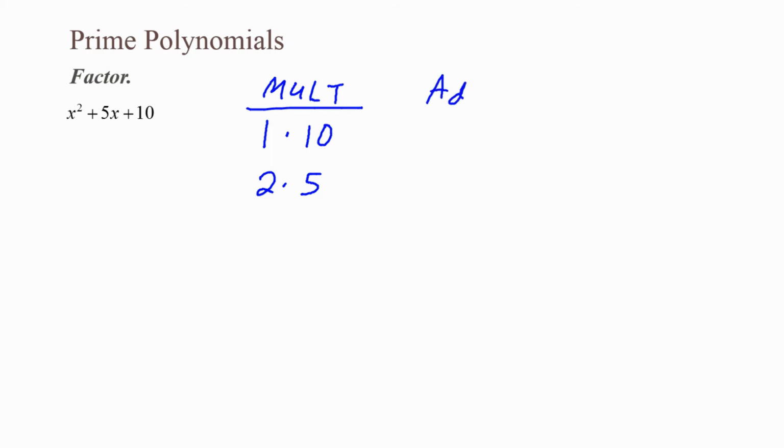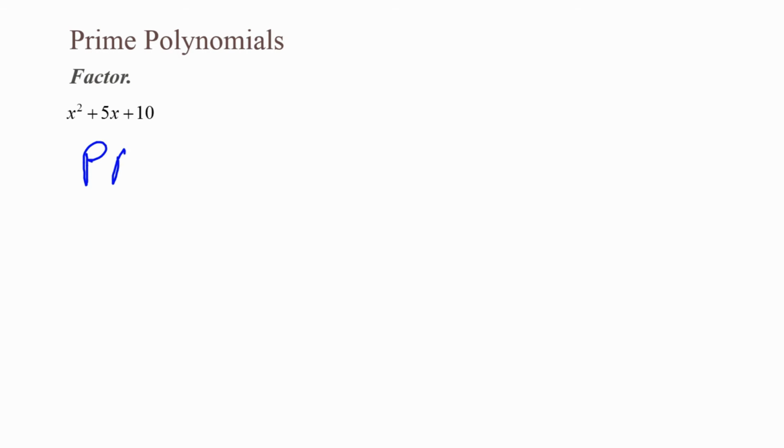Adding those, 1 plus 10 is 11, 2 plus 5 is 7. Neither of these match my middle term. So this polynomial is prime.